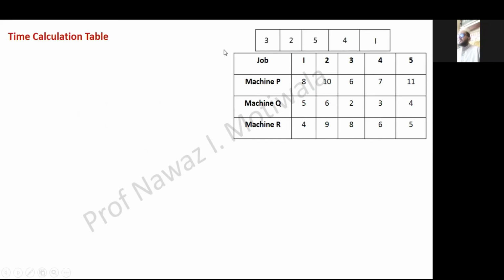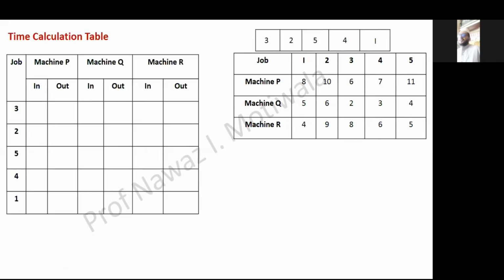So here you can see, again I have made a table in which now there are three machines, machine P, machine Q and machine R. And I have arranged the jobs as per the sequence which I got as 3, 2, 5, 4 and 1. Now again starting with the first machine, I will just help you out for machine 1 and then I will give you time to calculate for machine Q and machine R. So starting with first part, the starting time will be t equal to 0.